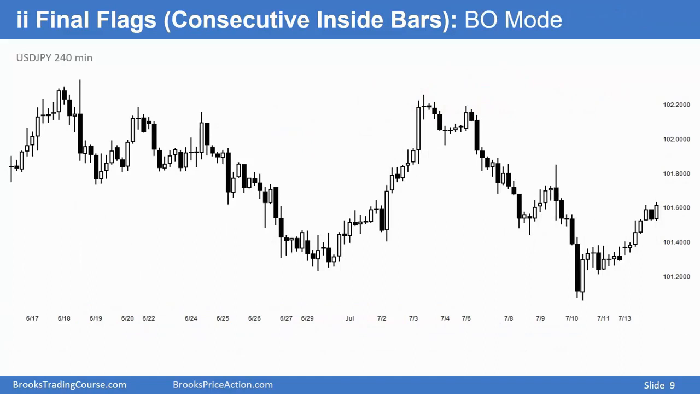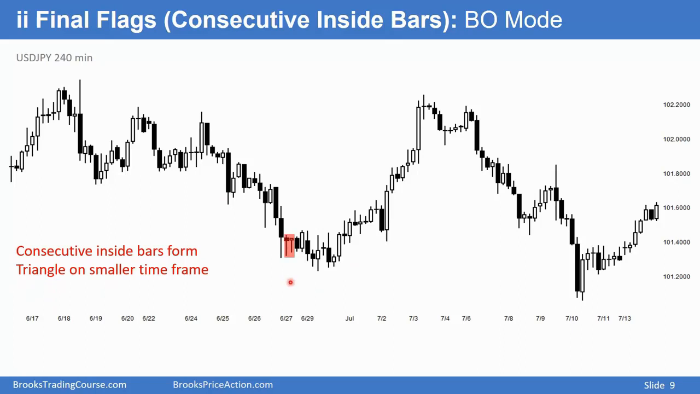This is the dollar versus the yen, a 240-minute chart. We have a bear trend, and it reversed up. But look at this. We have an inside bar. Its low is at or above the low of the prior bar. Its high is at or below the high of the prior bar. It's an inside bar inside of another inside bar, consecutive inside bars, II.